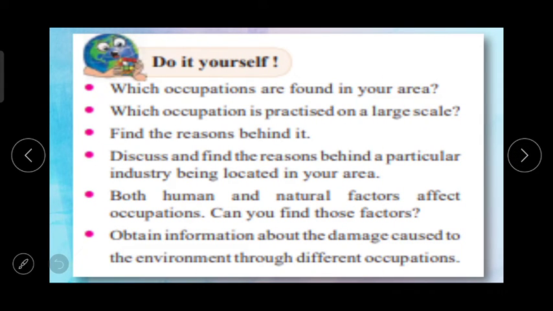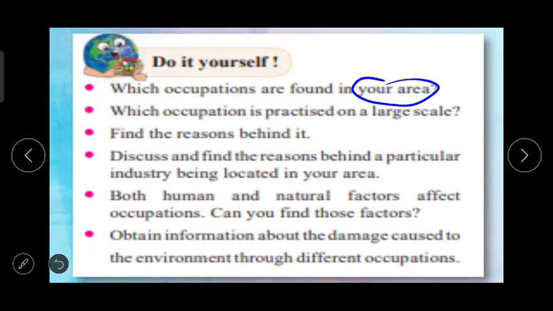And this is for you again, do it yourself. Which occupations are found in your area? Then which occupation is practiced on a large scale? Find the reason behind it, why that particular occupation is there in your area. Discuss and find the reasons behind a particular industry being located in your area, because of any raw material available there or any other purpose. Both human and natural factors affect occupations. Can you find those factors?